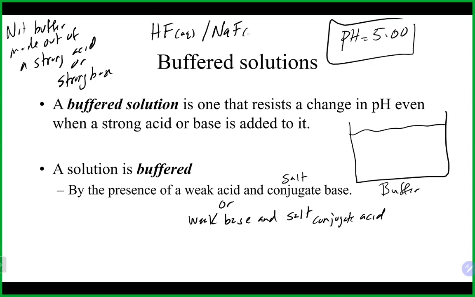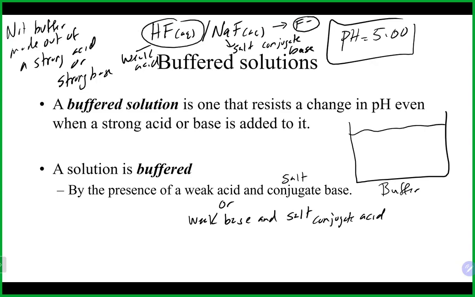But let's just say we made a buffer out of these two things. This is hydrofluoric acid, which is a weak acid. This is the salt of its conjugate base. It's called the salt of its conjugate base because there's a sodium, but in the aspect of the buffer, it's really the F minus. That's the important part. Those two things that I just circled are really the buffer parts.